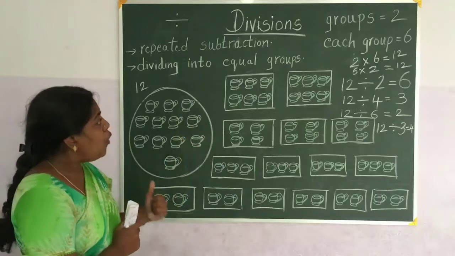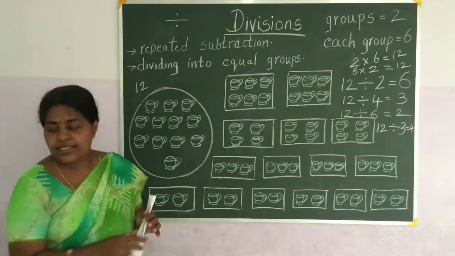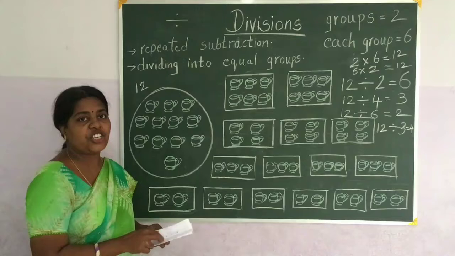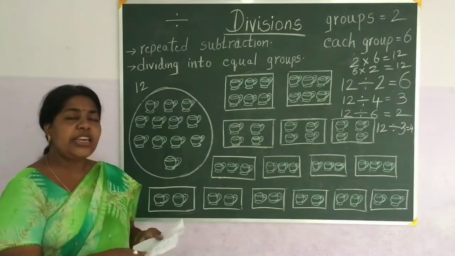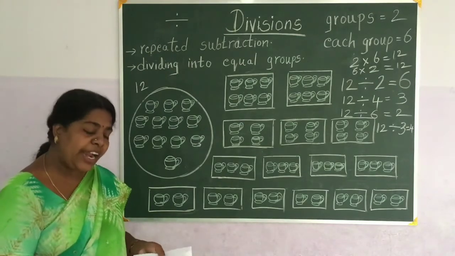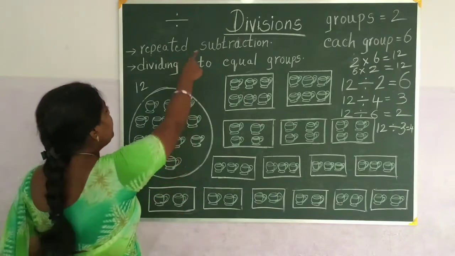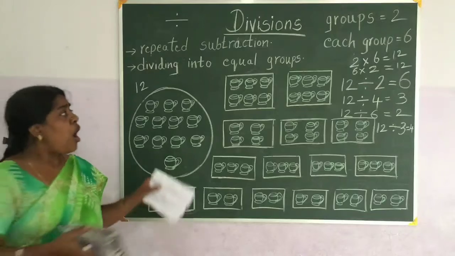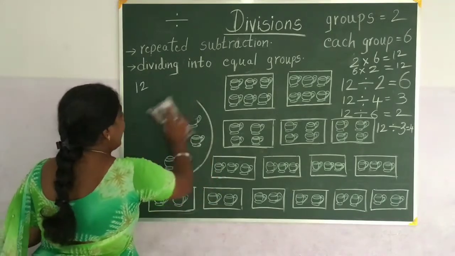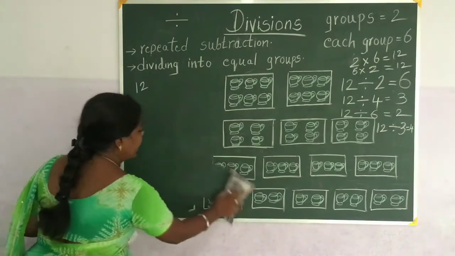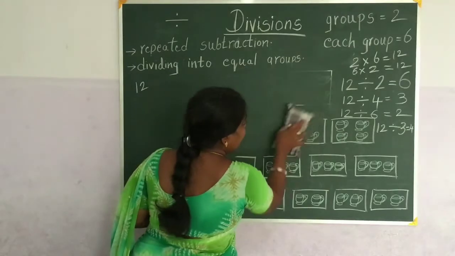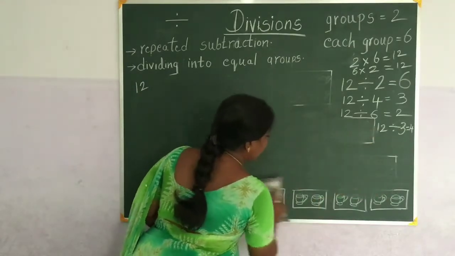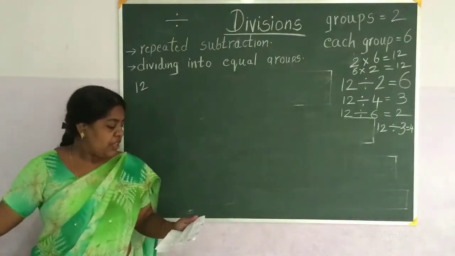So now let us see what is repeated subtraction. So multiplication is repeated addition. Now division is repeated subtraction. So how can we do division as repeated subtraction? What is repeated subtraction? You know subtraction means removing.